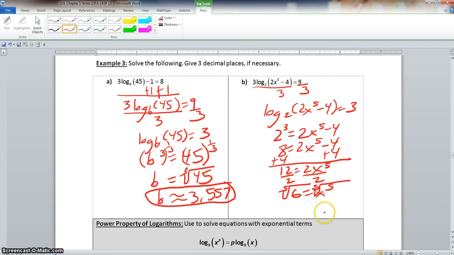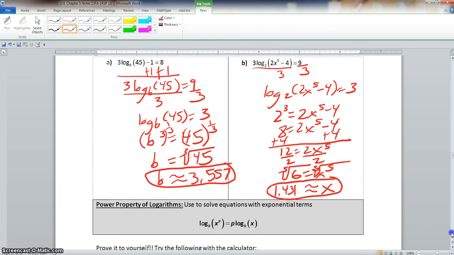Now the 5th root of 6, well, first of all, the 5th root of x to the 5th would give us x. And we would make this an approximation because the 5th root of 6 would be approximately 1.431. And that is the final answer. Now we scroll down here.